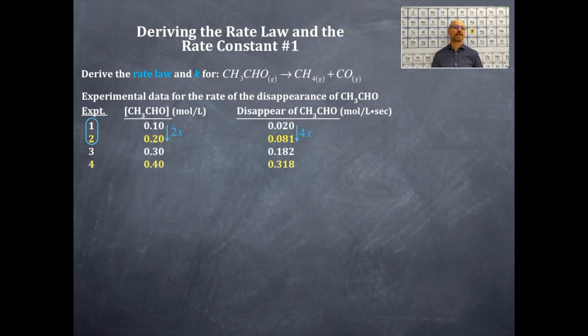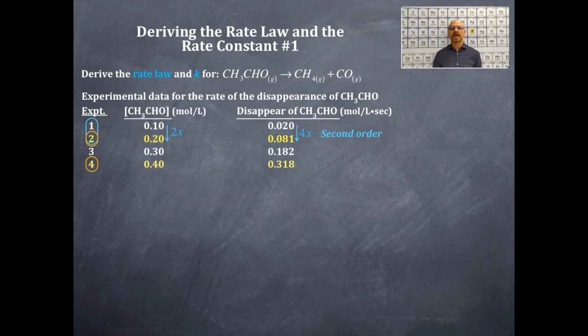We're really trying to figure out, is it 0, first, or second order? If the rate does not change with a change in concentration, it is 0 order. If the concentration doubles and the rate doubles, that is first order. If the concentration doubles and the rate quadruples, that is second order, as in the case here with experiments 1 and 2. And so this leads us to second order for the disappearance of the acetaldehyde.